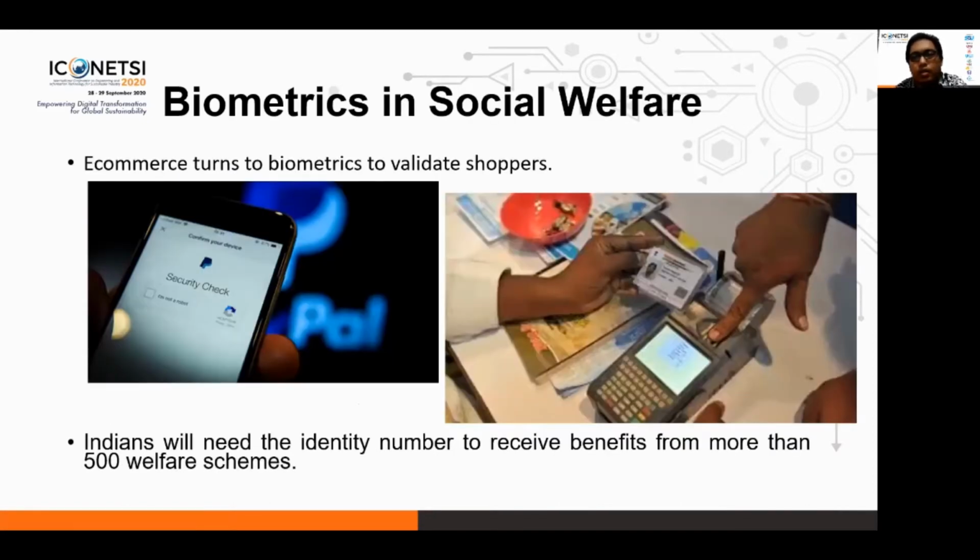Biometric in social welfare. Right now, e-commerce uses biometric to validate the software. Like Shopee or Tokopedia, they already use biometric to validate their e-software. Indians need the identity number to receive benefits from more than 500 welfare schemes.